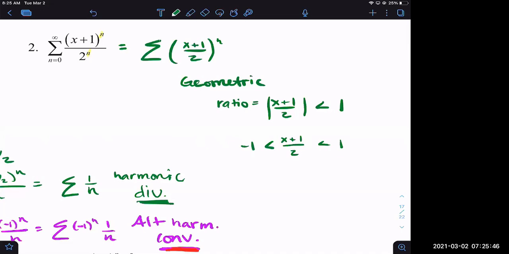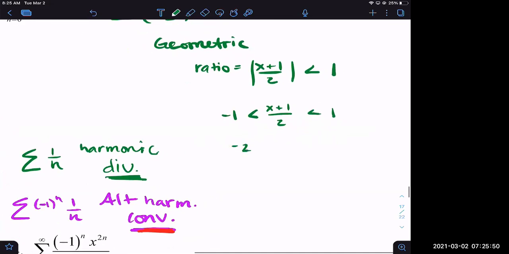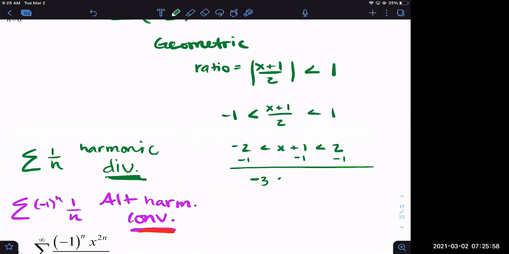Same thing as before. I'm just going to try to get x by itself. So I'll times by 2, and then I'll minus 1. If we minus 1, I'm going to get -3. So x is sandwiched in between -3 and +1.